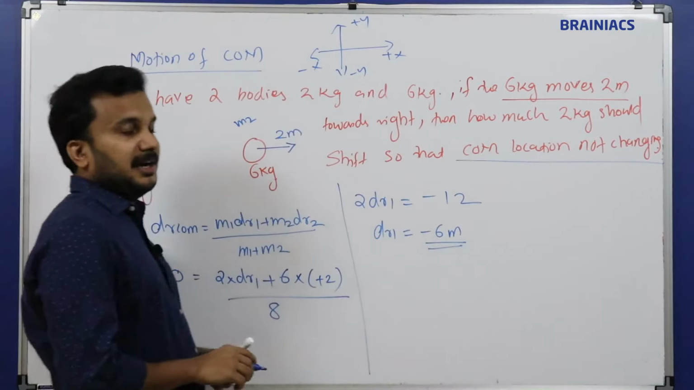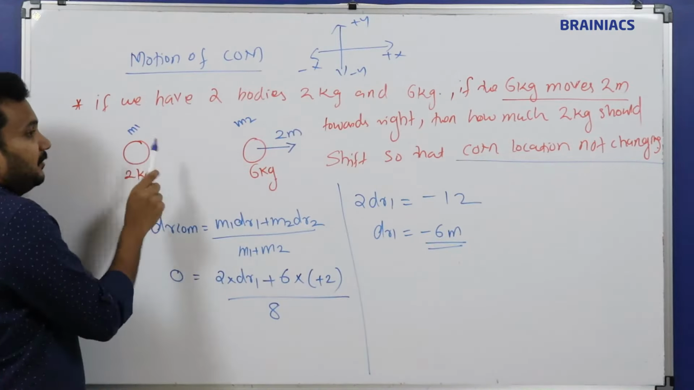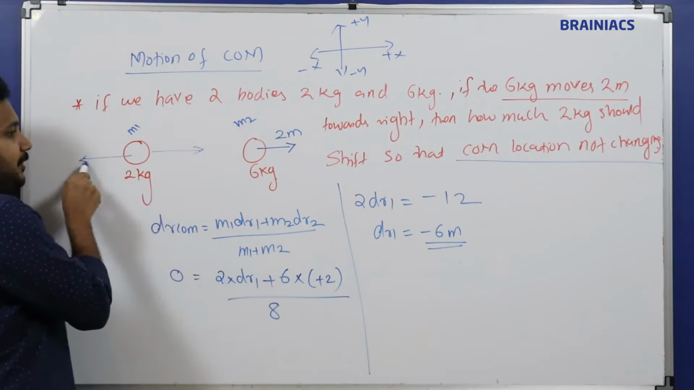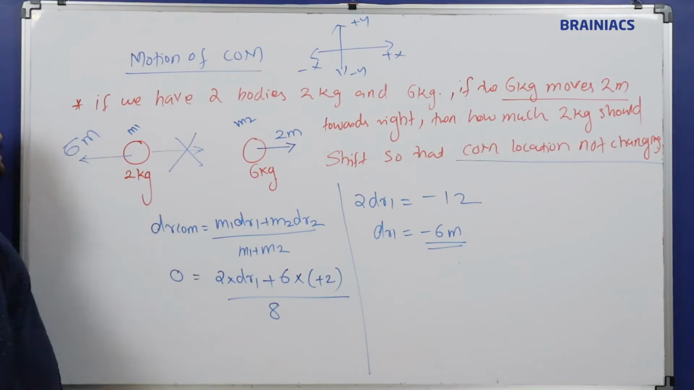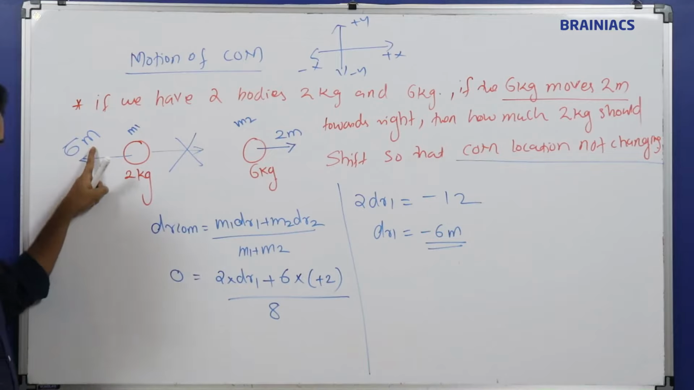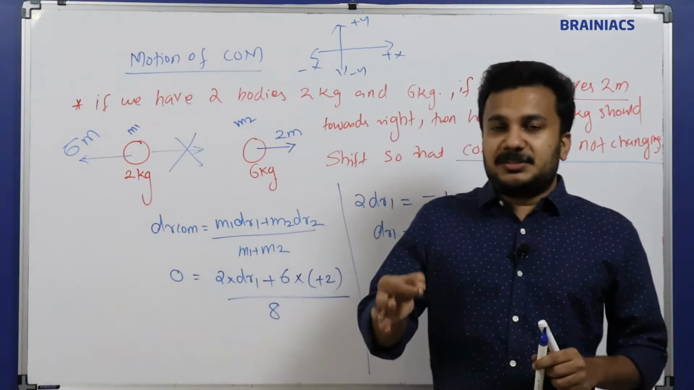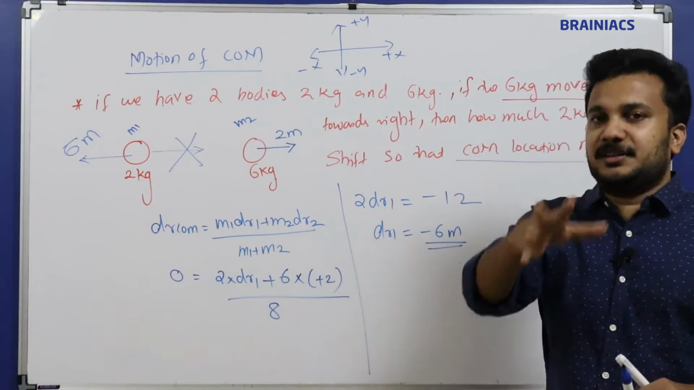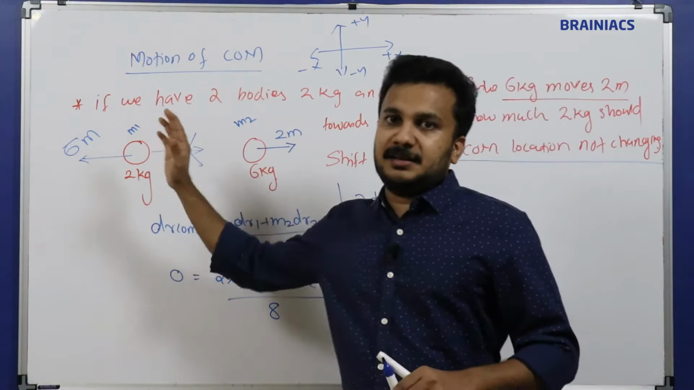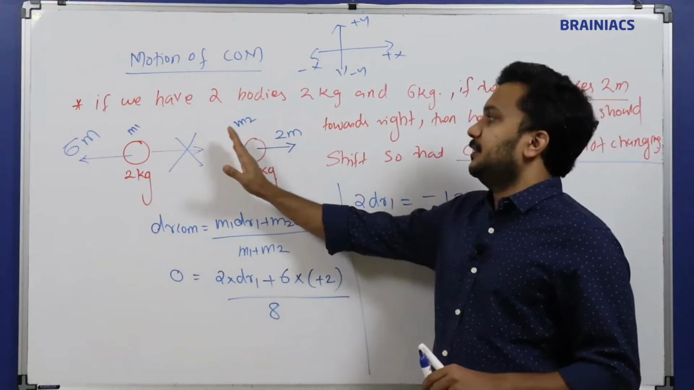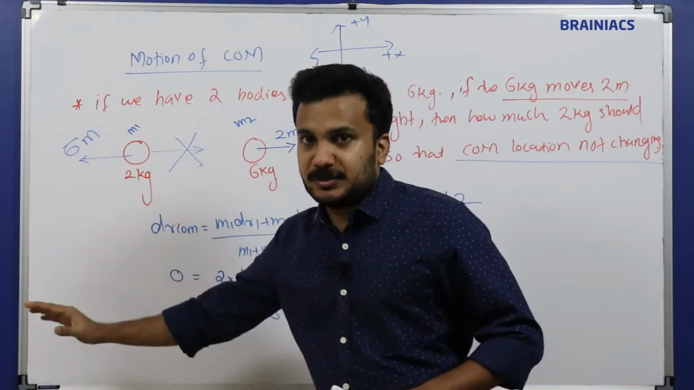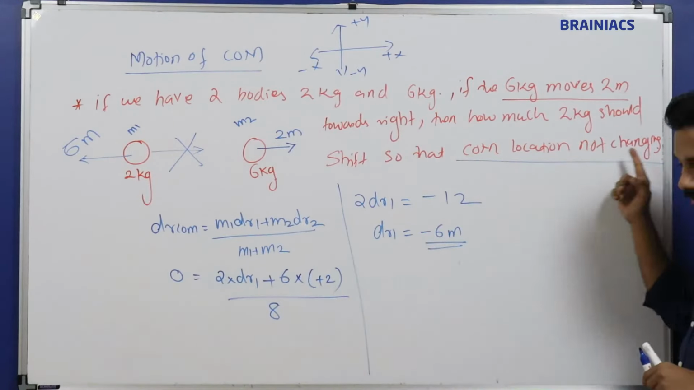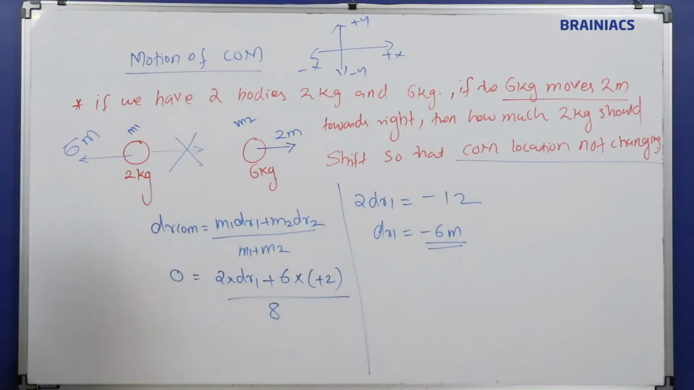What does this minus indicate? Minus indicates whether the 2 kilogram is moving right or left. The 2 kilogram is not moving to the right side; it is moving left for a distance of 6 meter, so that the center of mass location is not changing, it is fixed. That's the meaning. Minus means movement along the negative x axis. Because when the 6 kilogram moves 2 to the right, the 2 kilogram has to move 6 meter towards the left in order to keep the center of mass point at the original location. Okay, so this is important.